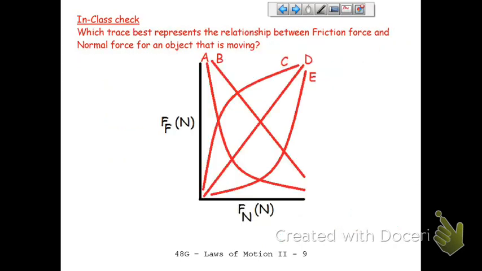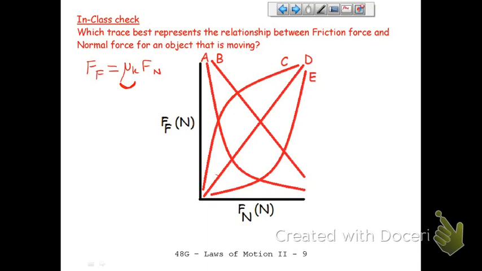Okay, let's introduce a skill here. I'd like you to be able to know expressions, you know the equation, and from that equation be able to figure out what a graph would look like. So I say, which trace represents the relationship between the frictional force and the normal force for an object? So the skill is, you say, well, the frictional force, when it's moving, is equal to mu k times Fn. And I know that that's a constant because it's for an interface.